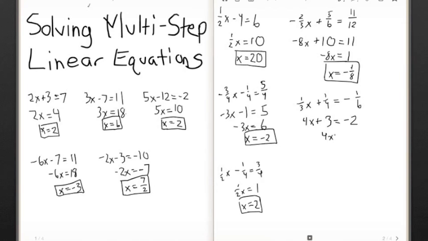And now we just solve this. 4x equals negative 2 minus 3, which is negative 5. Divide by 4, x equals negative 5 over 4.